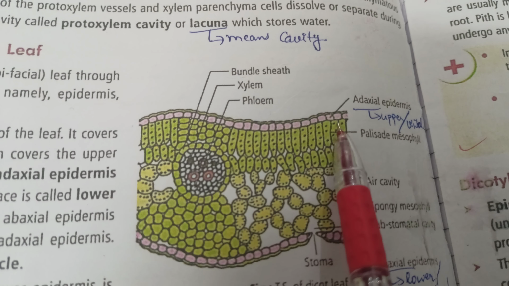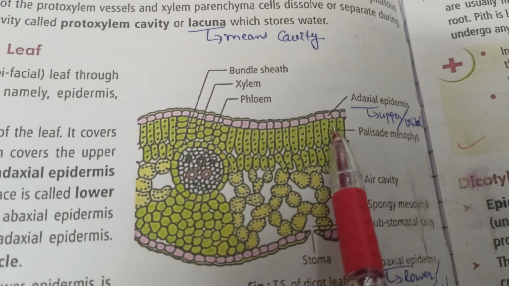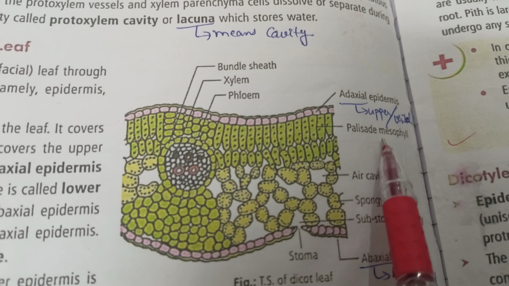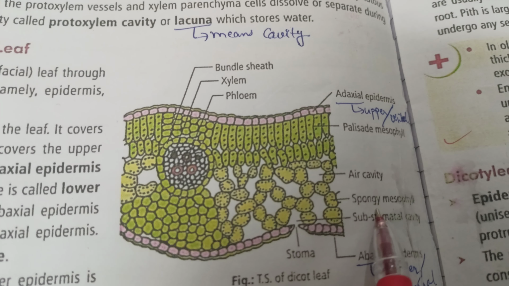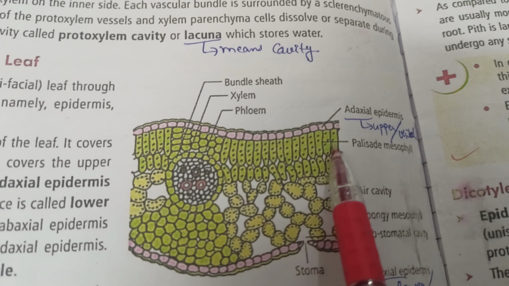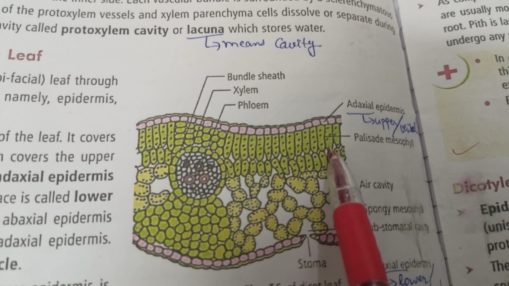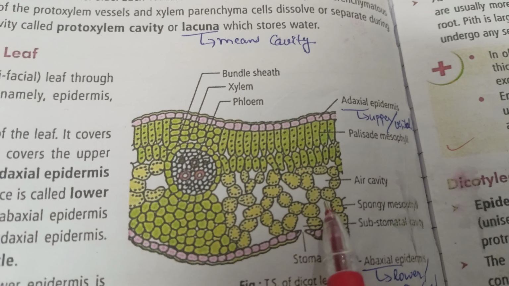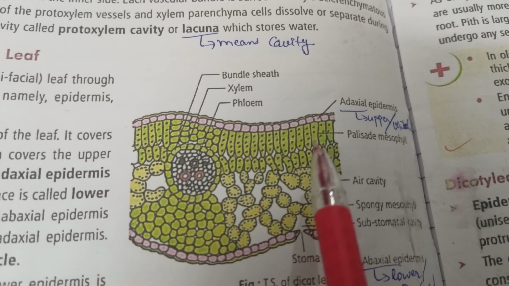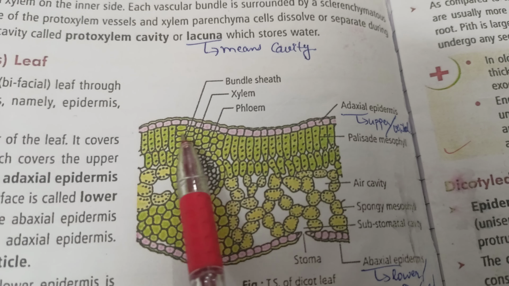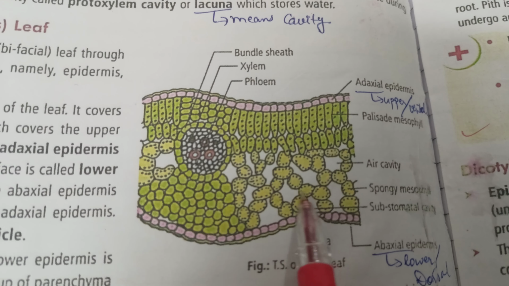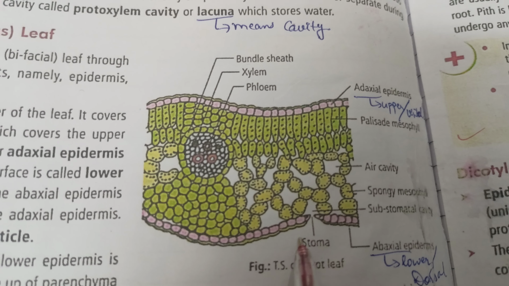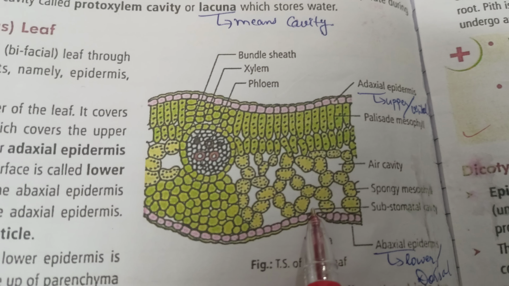Just below the epidermis there are mesophyll cells. Mesophyll cells are of two types, one is elongated called palisade mesophyll and one is round in shape called spongy mesophyll. Inside the mesophylls you can see these dot structures, which are the chloroplasts containing chlorophyll, present in both palisade and spongy. You can see that palisade mesophyll is continuous in nature, and in spongy mesophyll some air spaces are present, and this is the substomatal cavity.